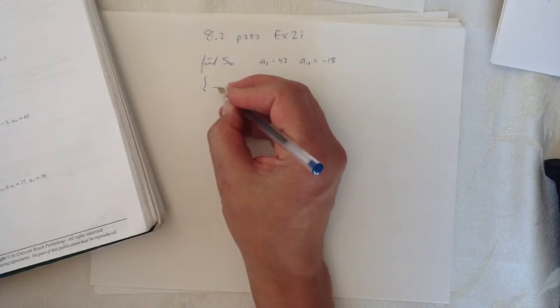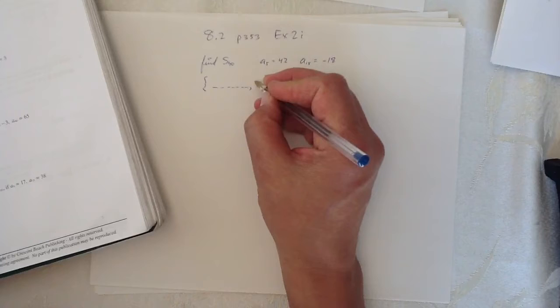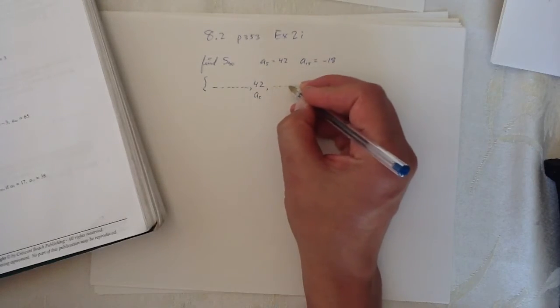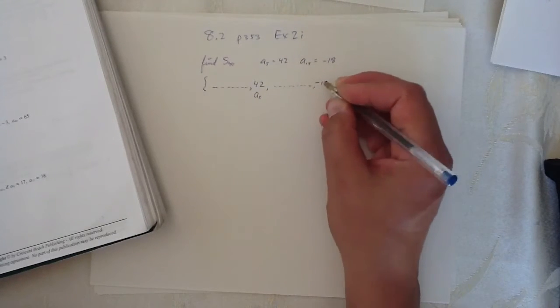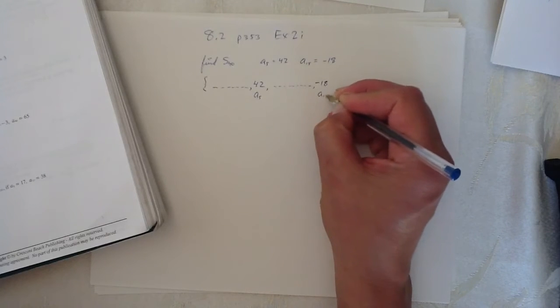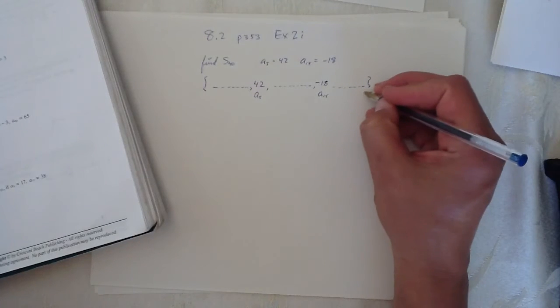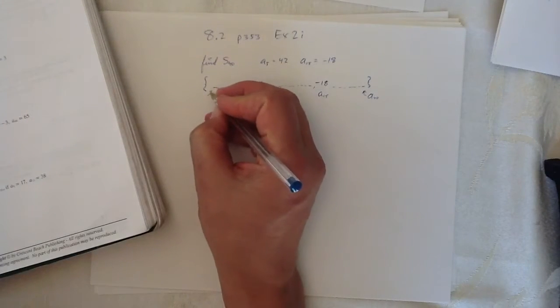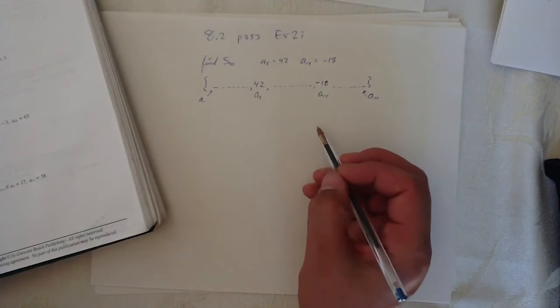In the series, there's a bunch of terms, and then there's 42, which is A5, the fifth term, and then more terms. And then there is negative 18, which is the 15th term, and it keeps going and going. And over here somewhere is A40, which is the last term, and over here somewhere is A1. They don't give you A1, they don't give you A40, they don't give you D, they don't give you anything. So what you have to do is figure out D.